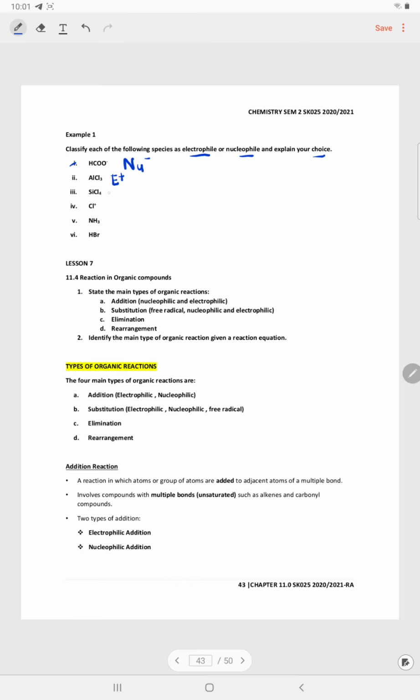Silicon chloride, SiCl4, is a nucleophile species because it supplies chloride ion. Cl plus is an electrophile. Ammonia, a Lewis base, is a nucleophile. HBr can supply H plus or Br, so it can supply H plus ion, and it will become the electrophile species.